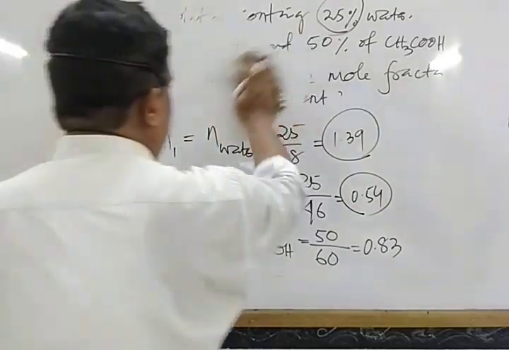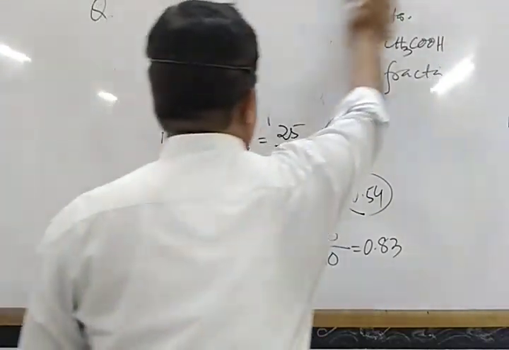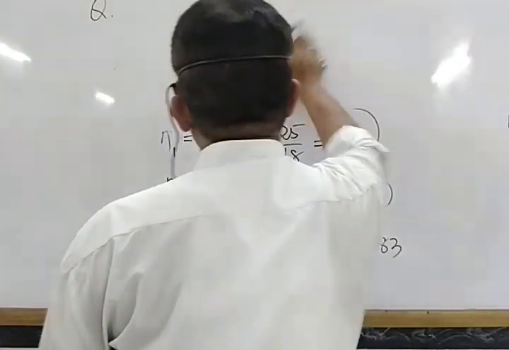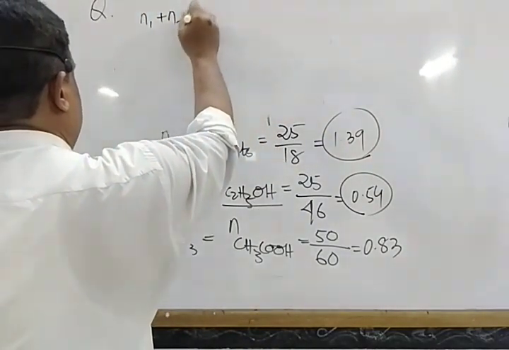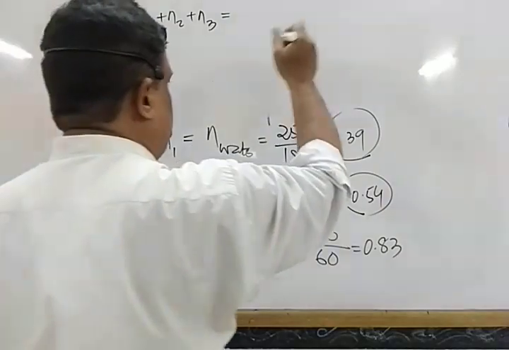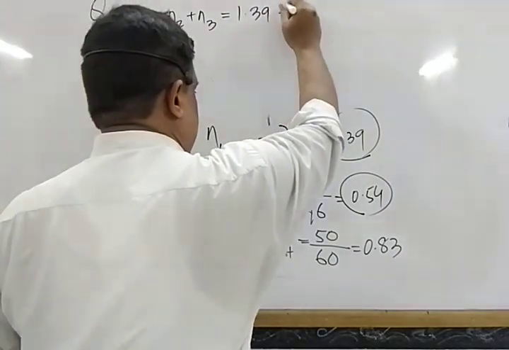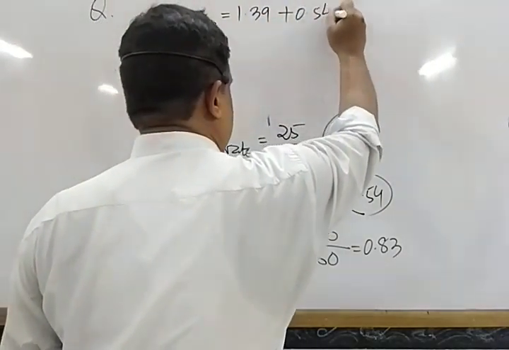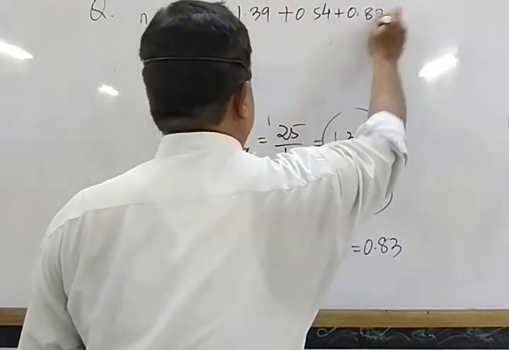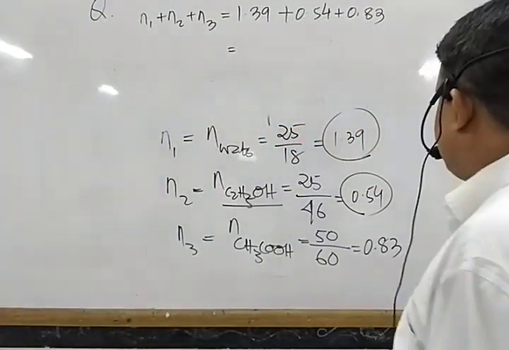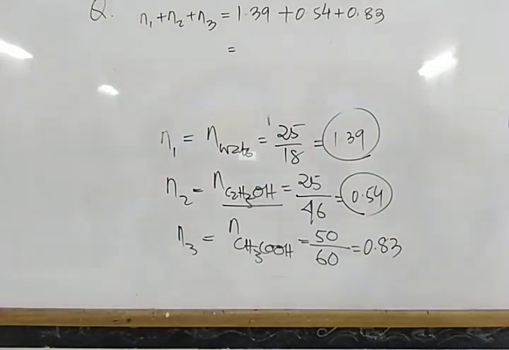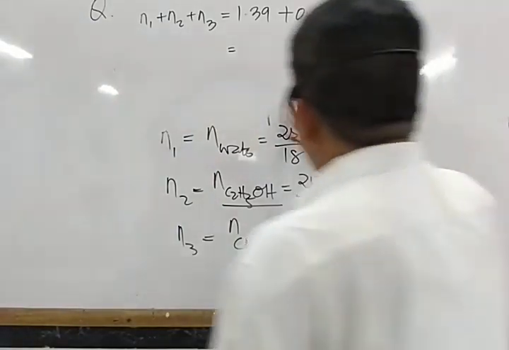Then after knowing the individual moles, we calculate the total number of moles. That means N1 plus N2 plus N3 is equal to 1.39 plus 0.54 plus 0.83. On solving this, we get 2.76.